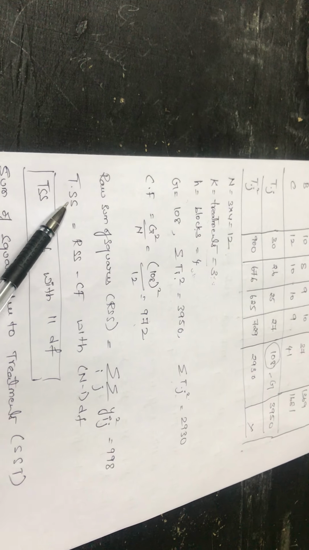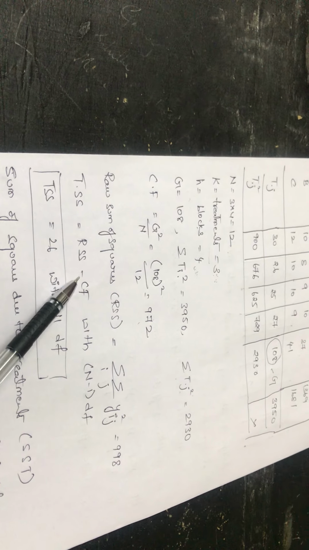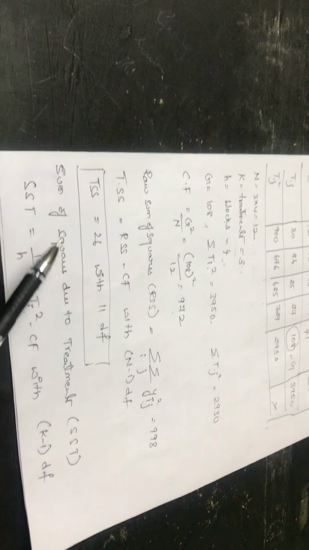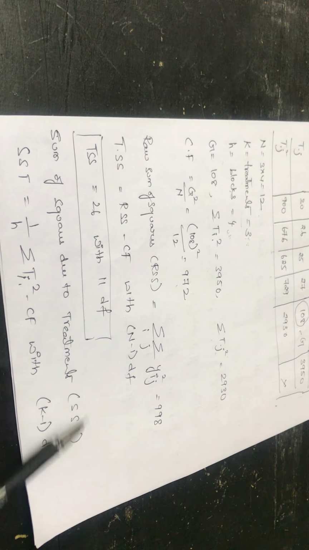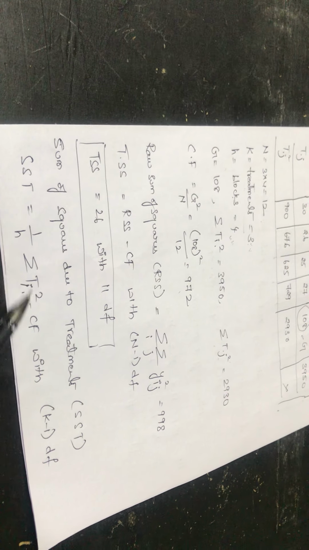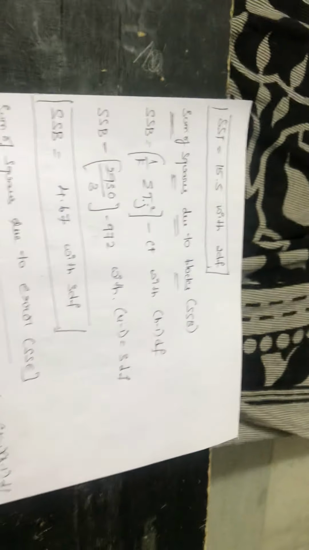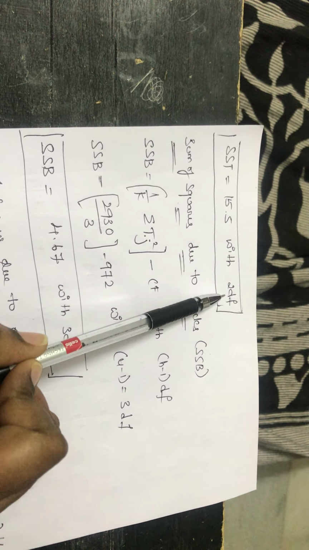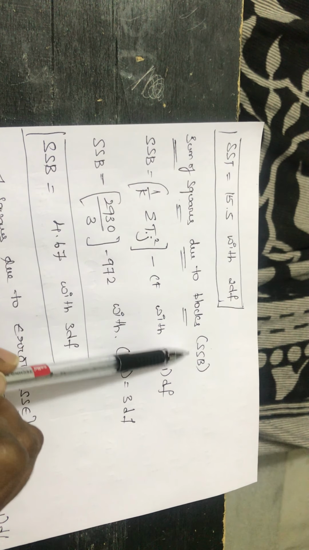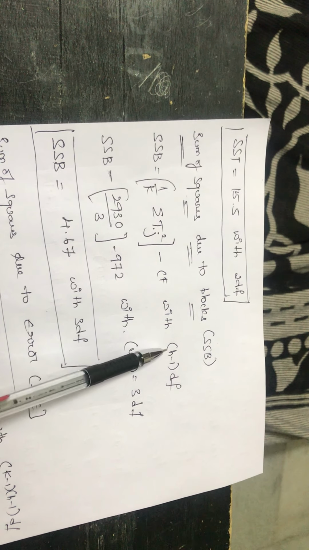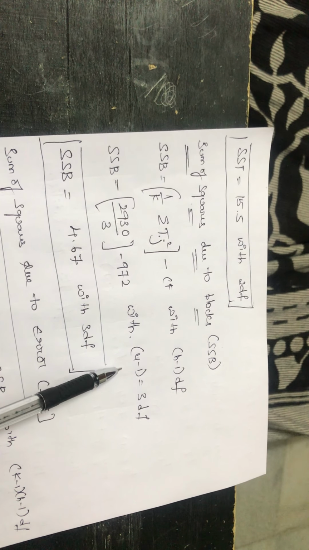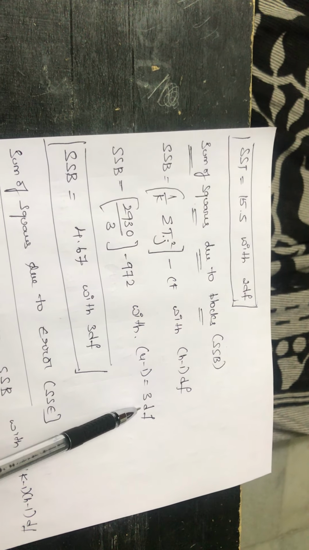After that, calculate total sum of squares TSS, that is equal to RSS minus correction factor with n minus 1 degrees of freedom. So we got this value. After that, calculate sum of squares due to treatments SST. SST is equal to, this is the formula with k minus 1 degrees of freedom. So SST is equal to 15.5 with 2 degrees of freedom. Sum of squares due to blocks we have to calculate. This is the formula, h minus 1 degrees of freedom. This is the value we got. How many blocks are there? 4 blocks are there. That 4 minus 1, it is 3 degrees of freedom.